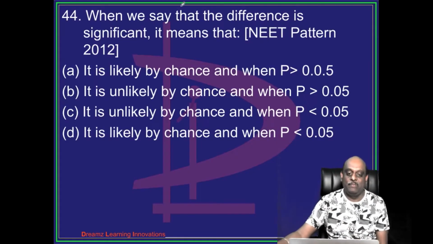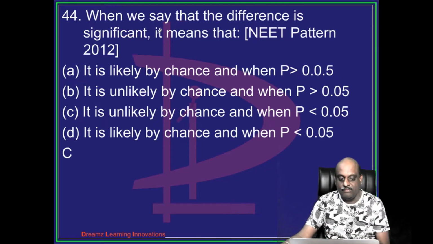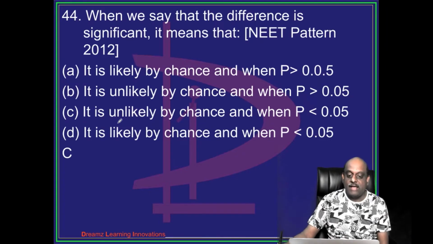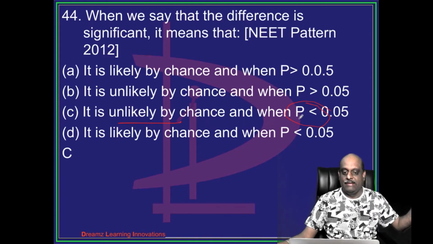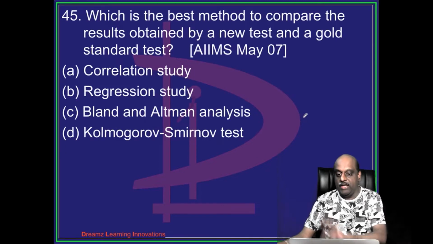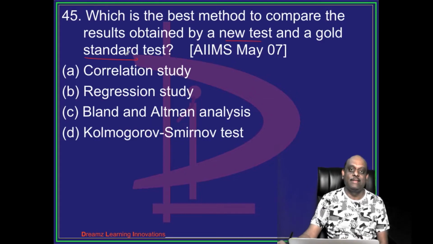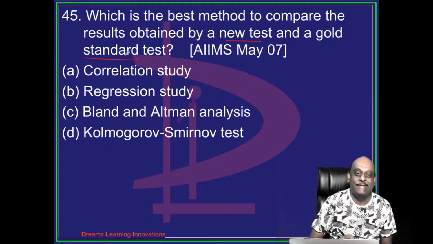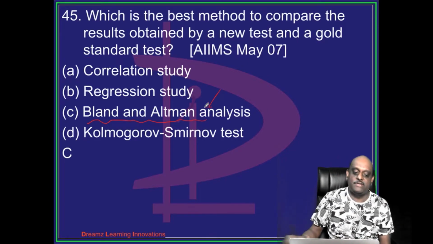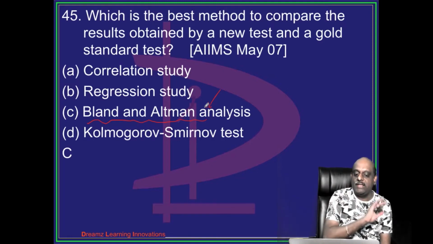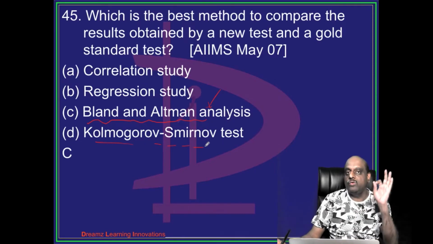Very good. Now, when we say that the difference is significant, it means it is unlikely by chance. Typically, it happens when the p-value is less than 0.05. 0.05 is what you should remember. A new test and a gold standard test, you want to compare these two. What is the best method? It is called Bland and Altman analysis. Definitely that is not correlation, that is not regression. Only two new things are Bland and Altman test and Kolmogorov Smirnov test.